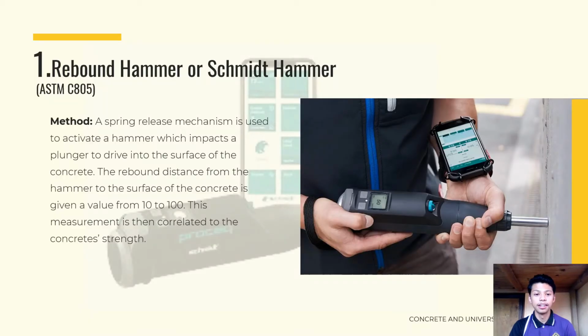Number 1. Rebound hammer or Schmidt hammer. This is under ASTM C805. A spring release mechanism is used to activate a hammer which impacts a plunger to drive into the surface of the concrete. The rebound distance from the hammer to the surface of the concrete is given a value from 10 to 100. This measurement is then correlated to the concrete strength.